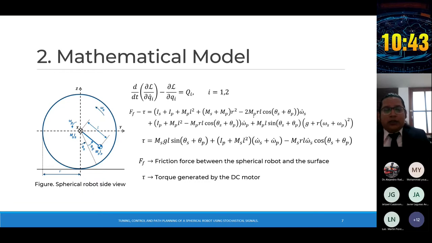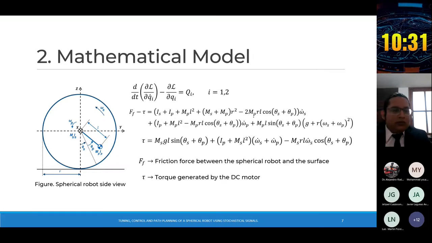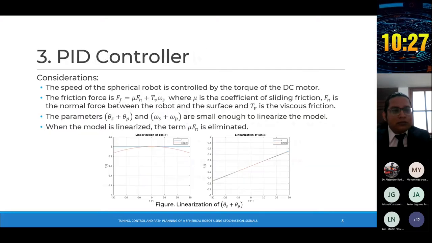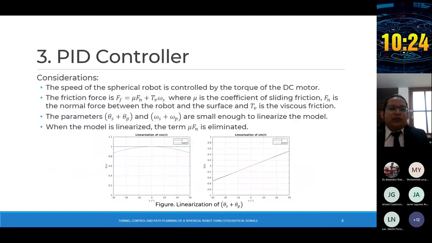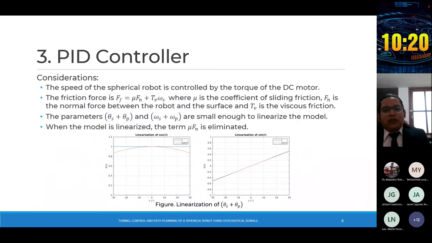So we can see the friction force between the spherical robot and the surface, and the torque that is going to be supplied by the motor to the system to perform a longitudinal motion. So we are using a PID controller, and we have to consider that we are going to control the speed of the spherical robot through the torque of the DC motor.